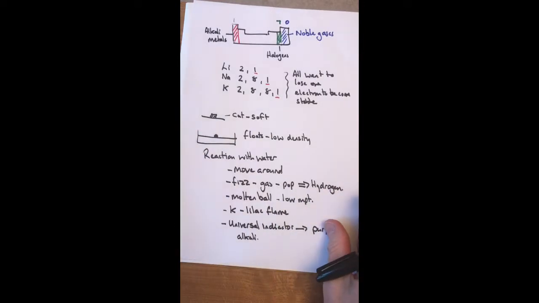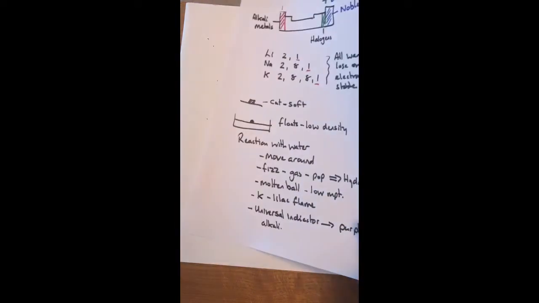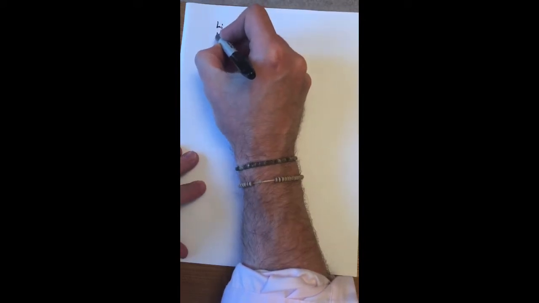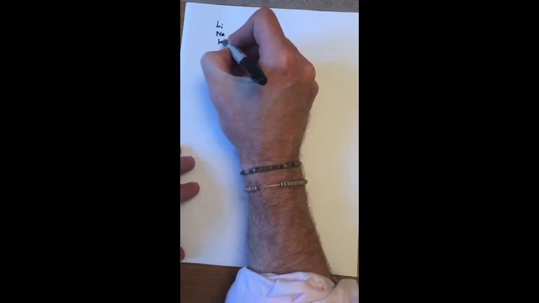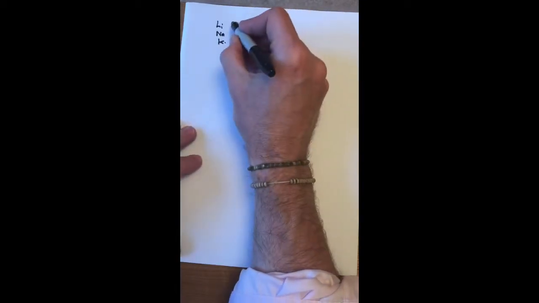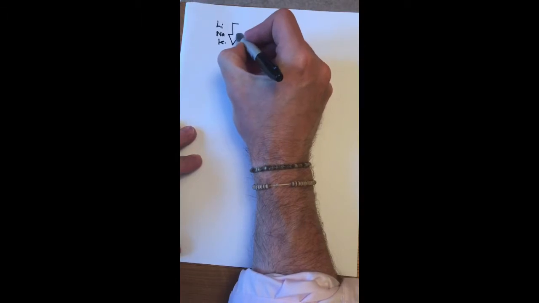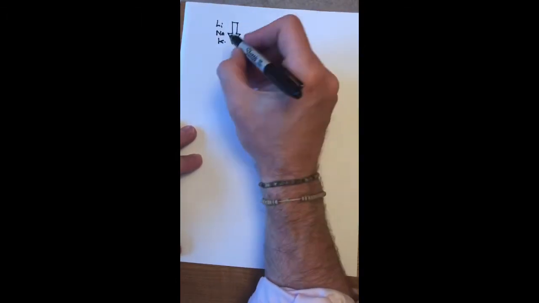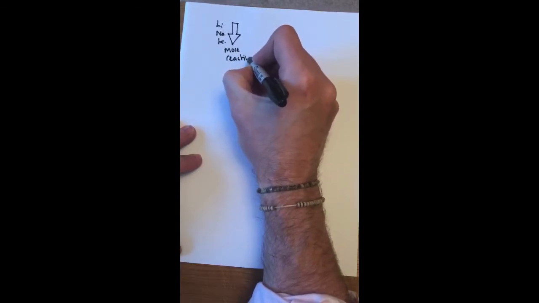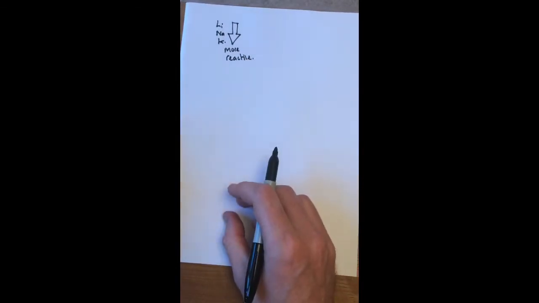Let's have a little bit more of a look at the reaction with water. So I'm going to just swap my sheet over. So this reaction with water, what we've got here is, as you go down the group, lithium, sodium and potassium, the reaction actually starts to become more violent. Okay, so as you go down this group, they are becoming more reactive. And we need to be able to explain why that is, and we'll do that in a second.